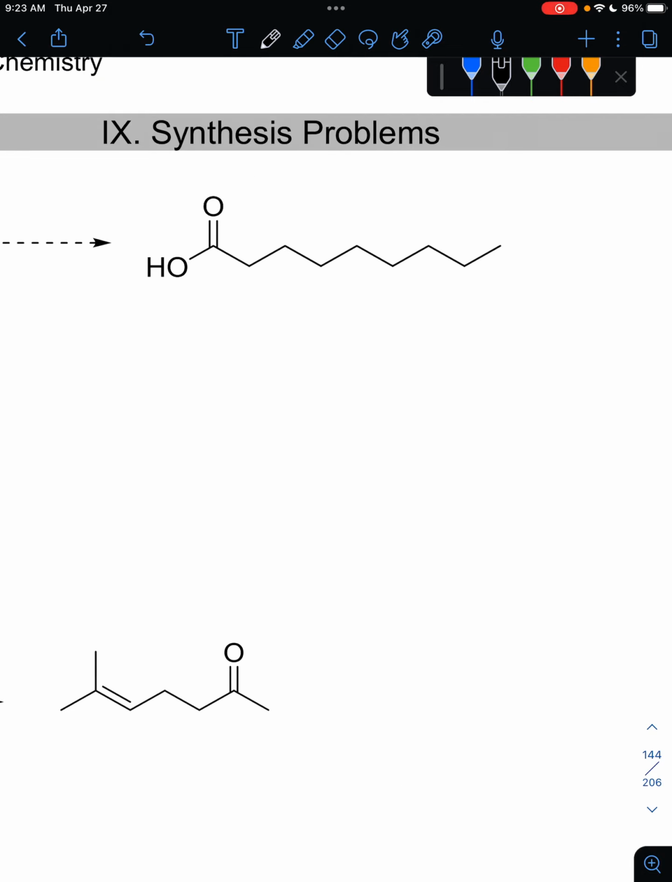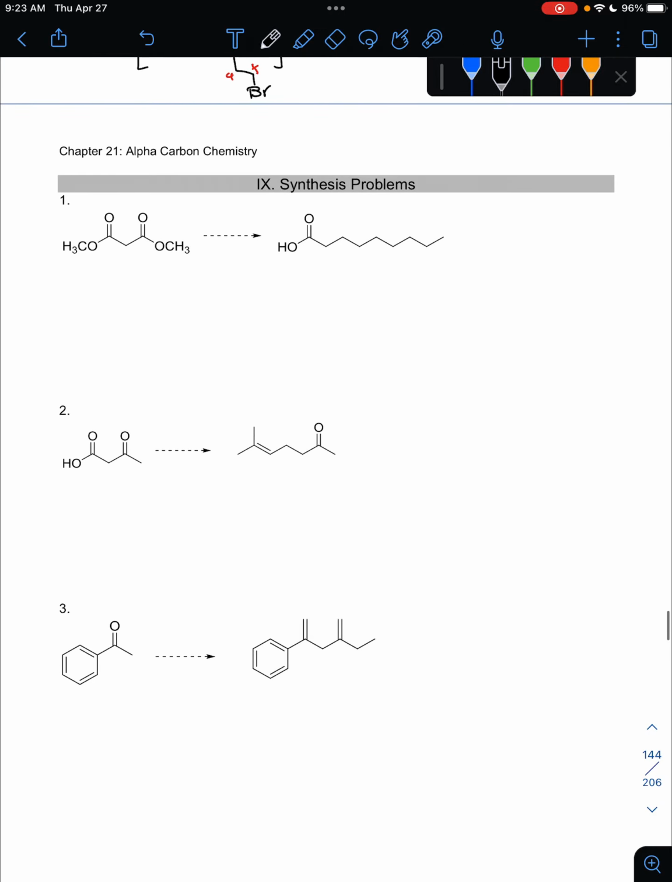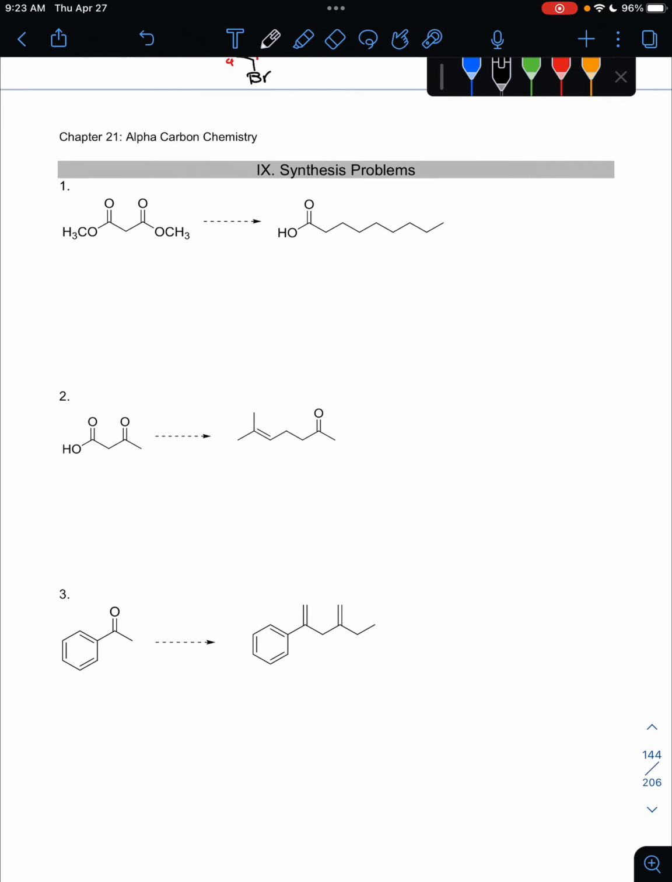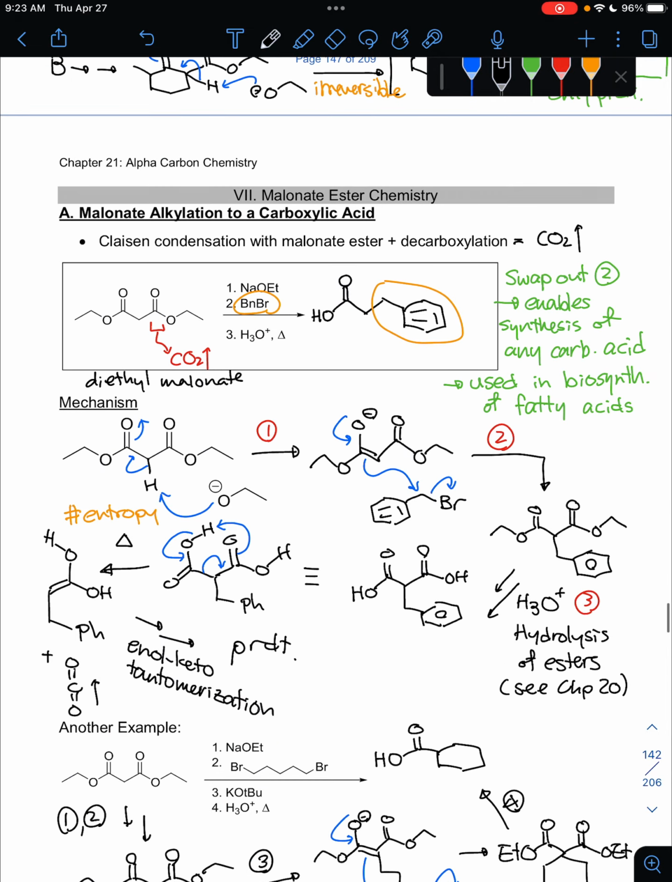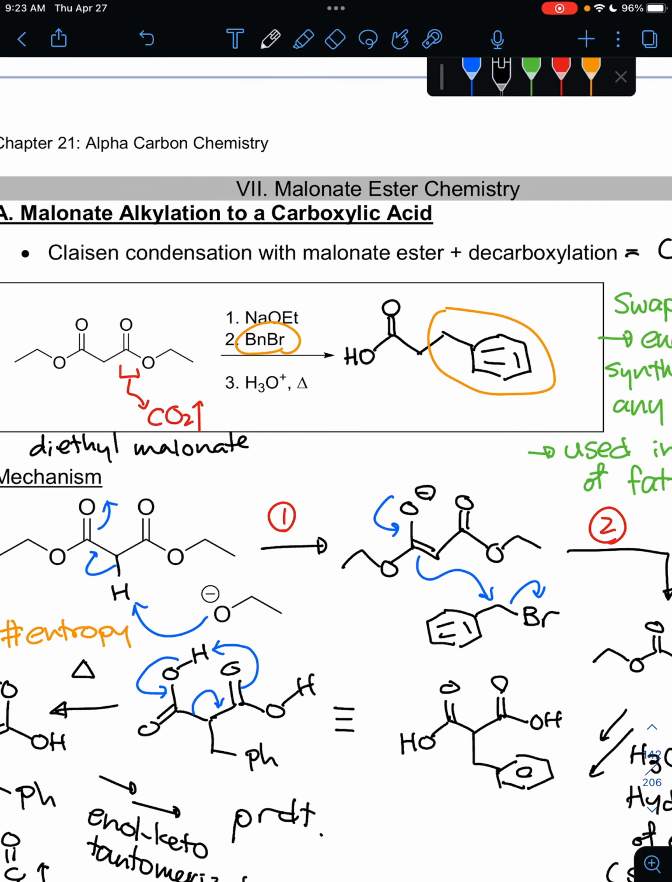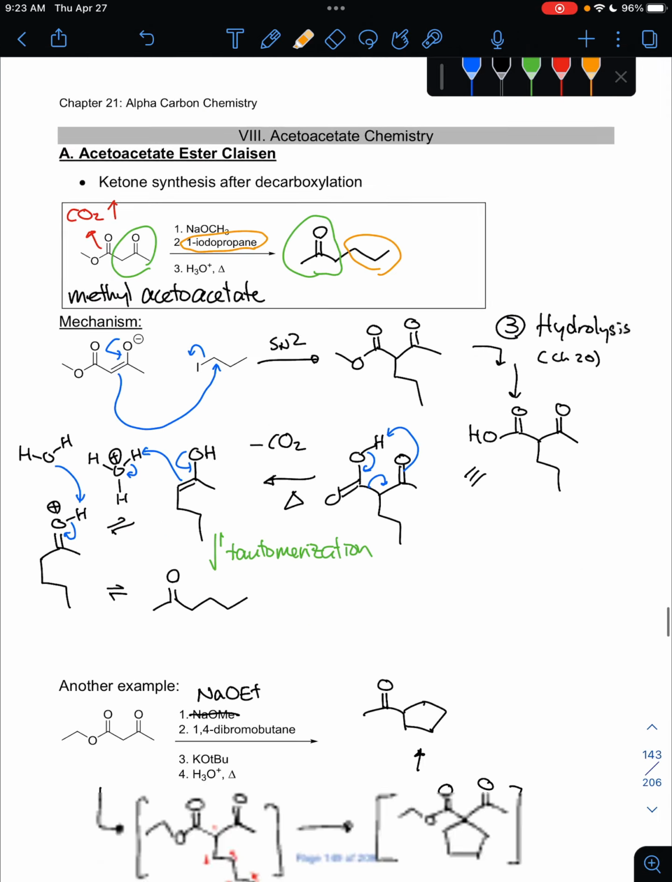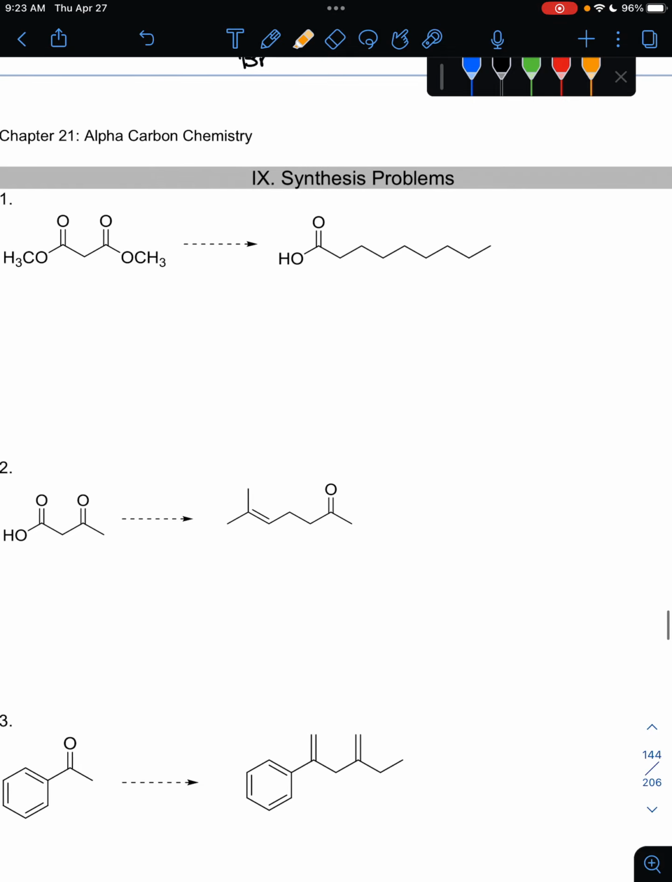We want to make this, which is essentially a fatty acid. It's a long chain carboxylic acid. How would we chemically synthesize that from a malonate ester? Here we have dimethyl malonate as the starting ester material. And remember, malonate Claisen is a really good way to make a carboxylic acid, right? Starting with malonate, you just have to swap out the second step with a different alkyl halide or alkyl leaving group.